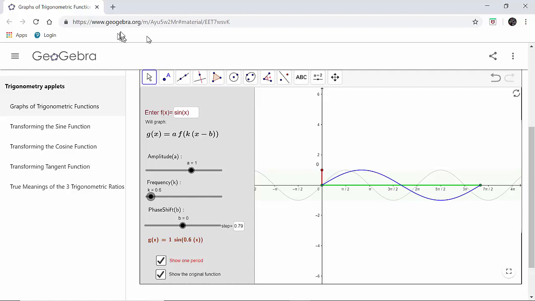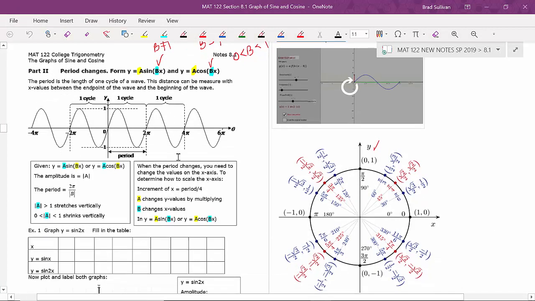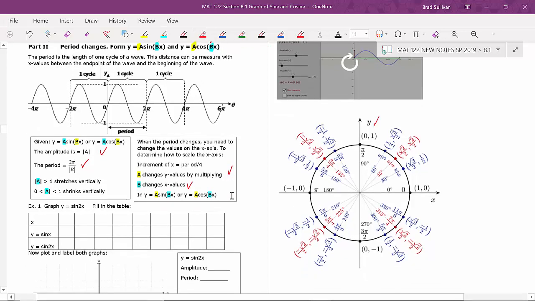So that's what we're going to look at in this section, how the period behaves. A couple of things I want to introduce you to: first of all, we know that the amplitude is the absolute value of A. The period gives you this formula, 2 pi over absolute value of B. B changes x values, and A changes y values by multiplying. You want to understand the arithmetic, because if you understand the arithmetic, you'll ultimately understand what's going on in these problems better, I think.